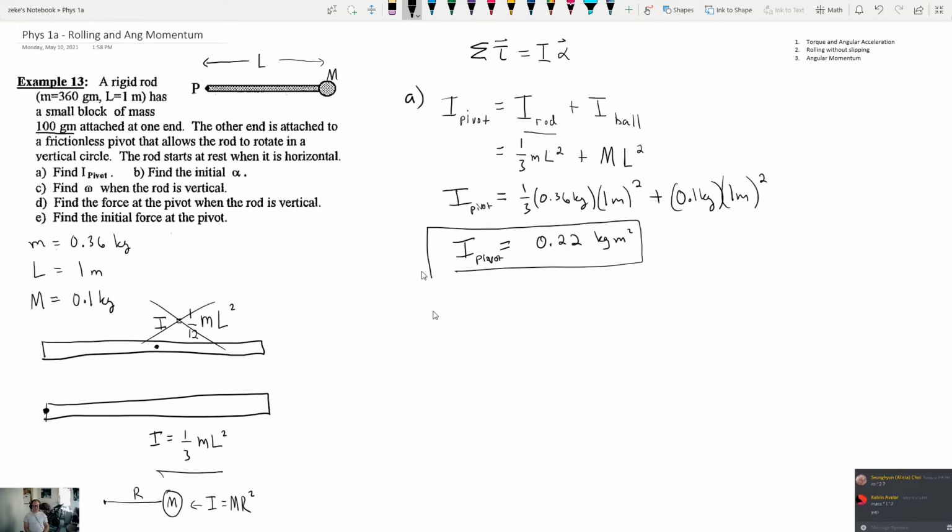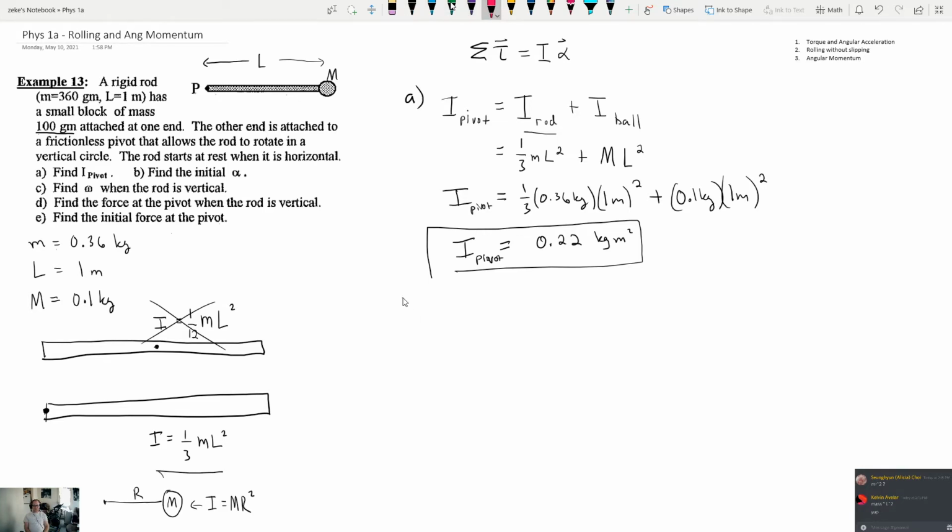So just to kind of review, when you have an object that is composed of multiple objects, the total moment of inertia is just the sum of the moment of inertia of the parts. So you can always break it up into parts that you already know the moment of inertia of and then add them together to get the total moment of inertia. Okay.